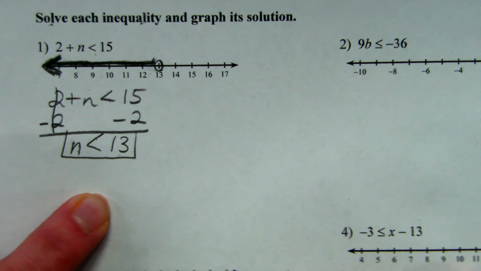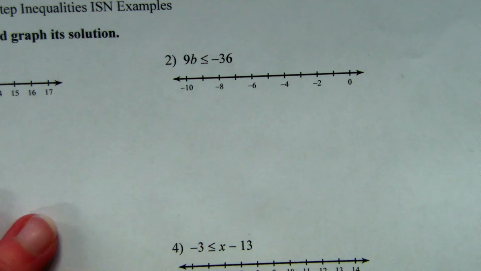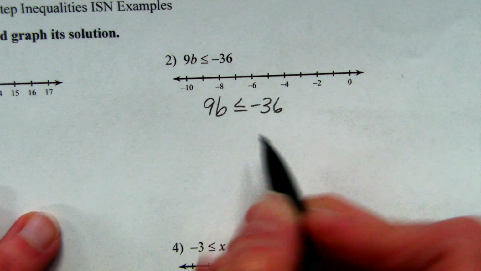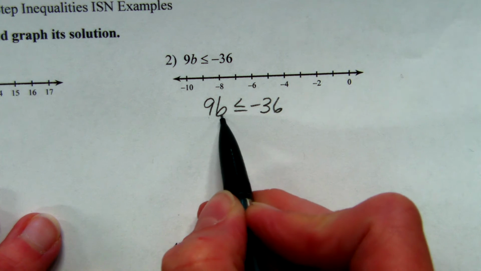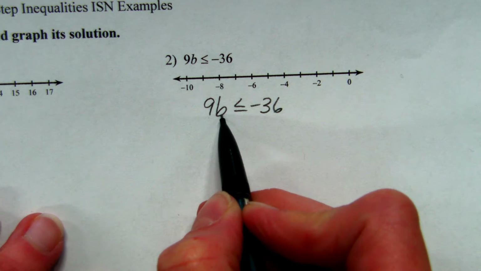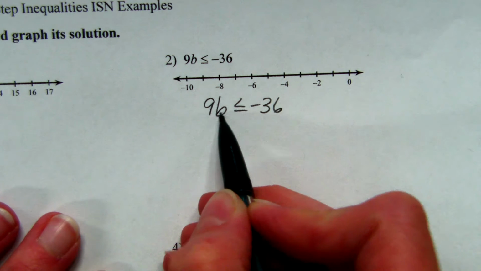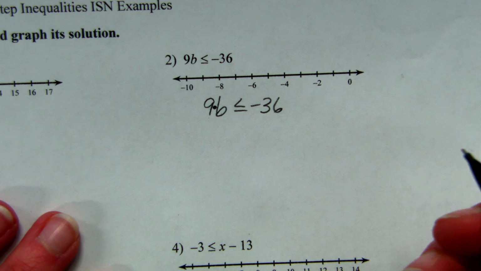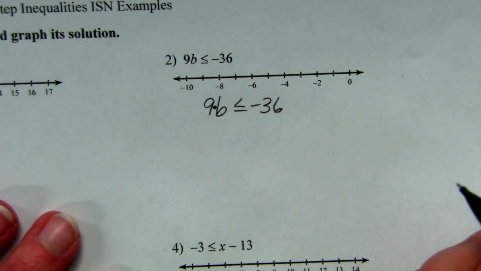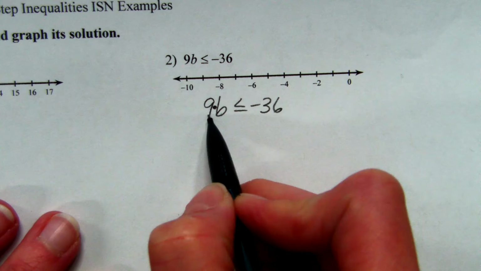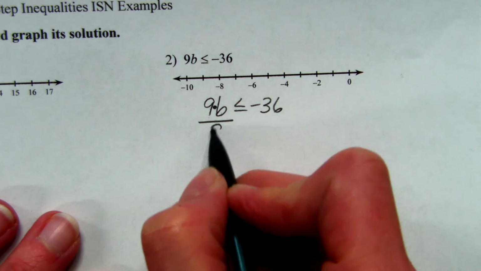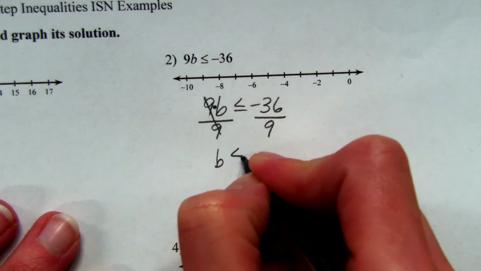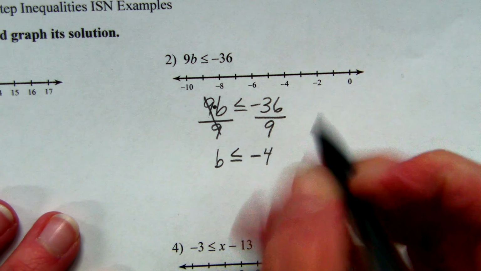All right, let's look at number 2. Scoot this over a little bit. I'm going to copy it down here again just so it's neat. And we have 9b. We want to solve for b. We want to know what b is. Remember that 9b is the same thing as 9 times b. So if you want to put that little times sign in there, if that helps you think about it, that's totally okay. So to get rid of multiplication, we do the opposite, which is division. So we're going to divide both sides by 9. We get b is less than or equal to -4.